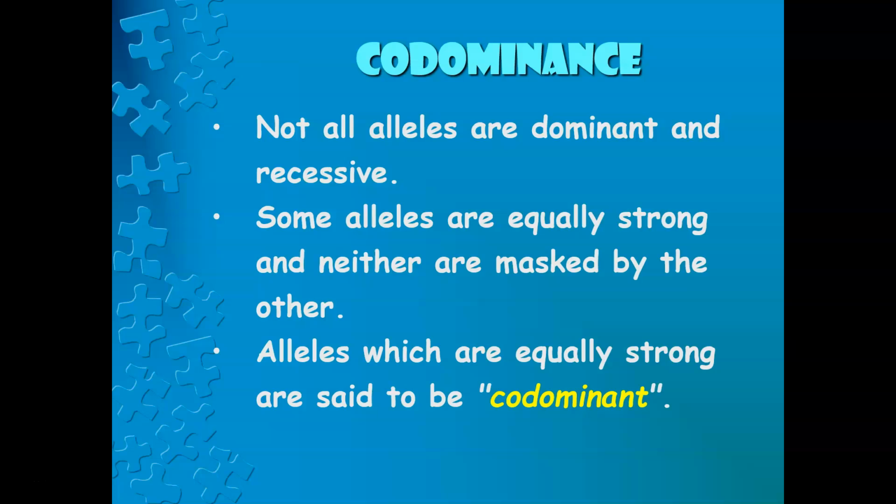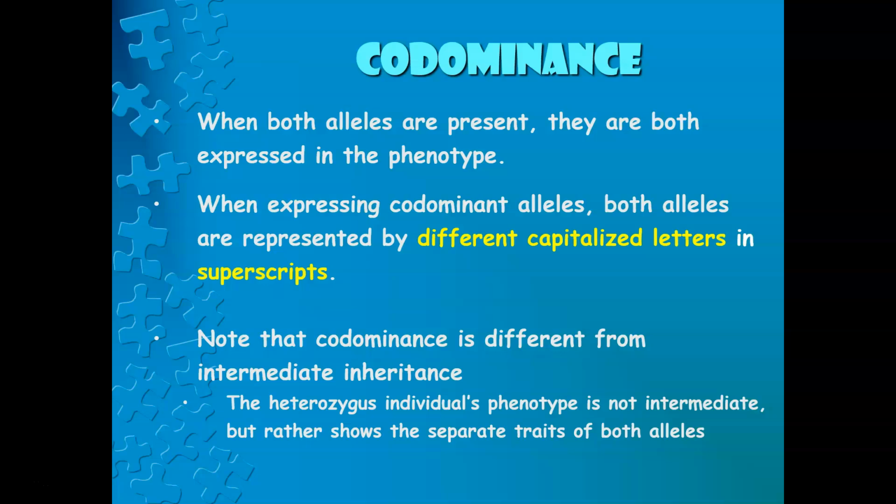If you have both alleles, you have both phenotypes being expressed. If you've got one, then you're expressing that. If you've got the other, then that's what you're expressing. So we say that they are codominant to each other. If they're both present, they both get expressed.